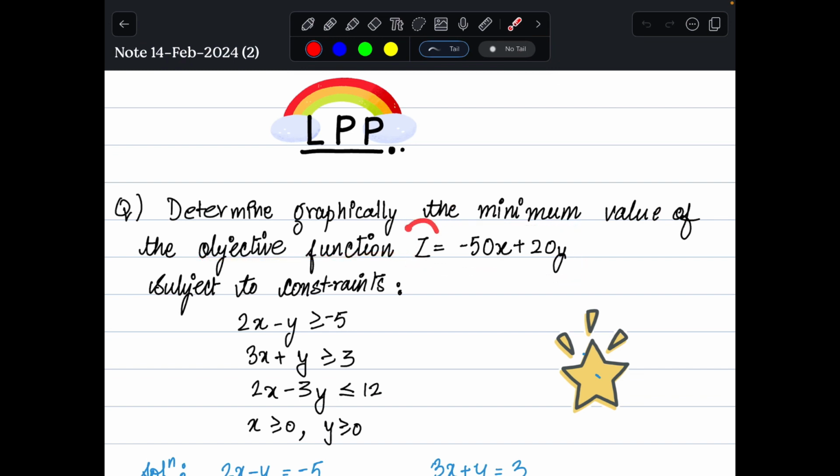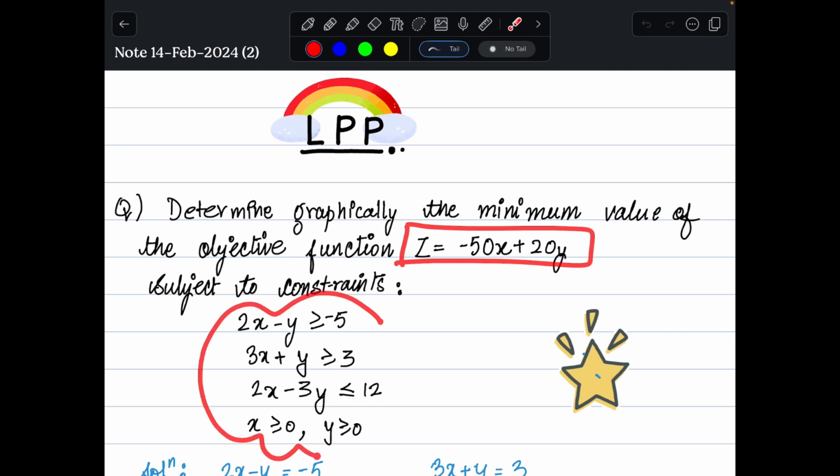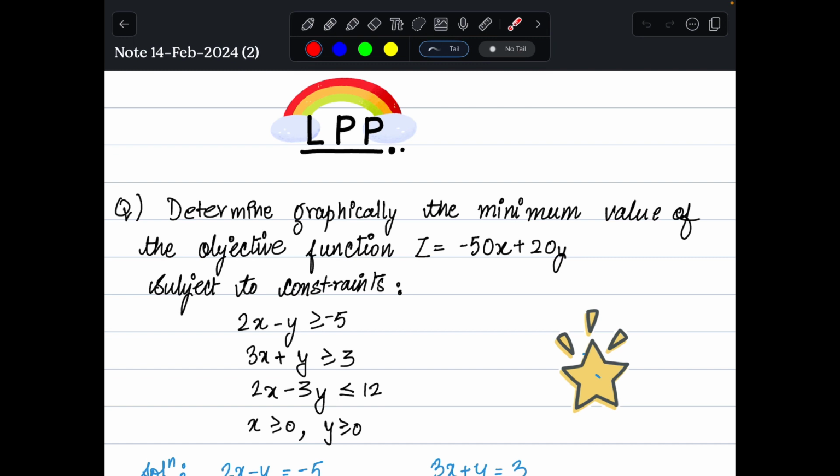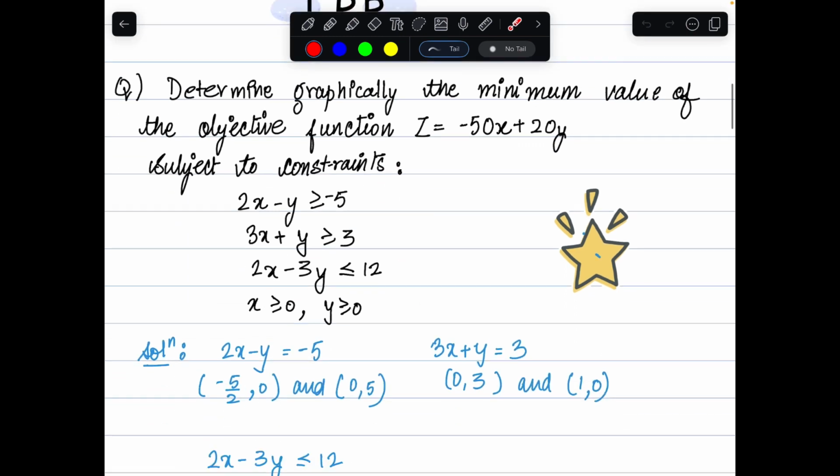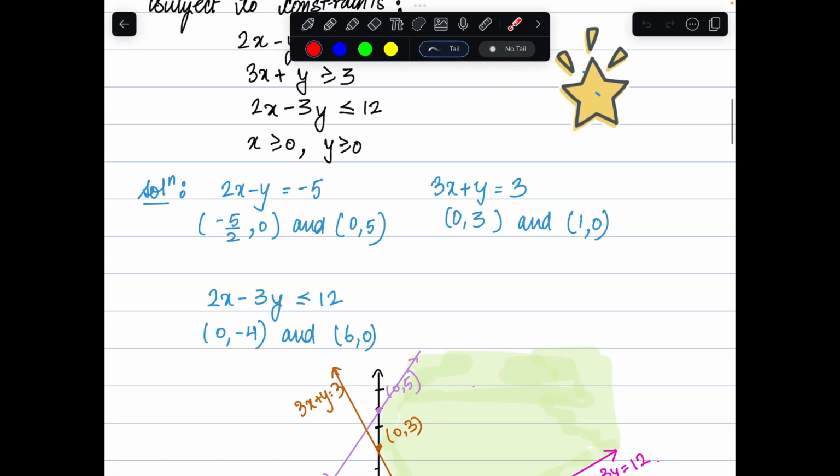Usually they denote it by z, and as of now in 12th we don't have word problems in the syllabus, so we are just left with the function given in the question itself and the constraints. Constraints, in simple language, I would say conditions. So whatever values you put for x and y, they should satisfy all of these as well. Okay, now let's jump into it.